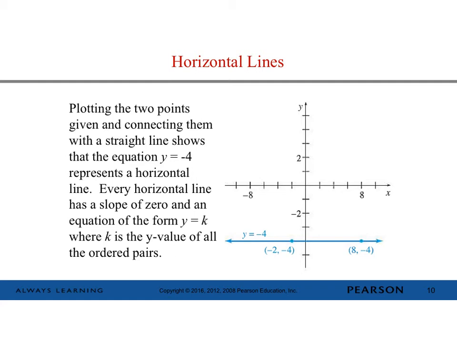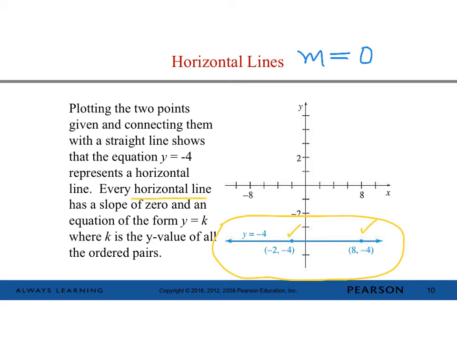Key things to remember here are that horizontal lines are always going to have a slope of 0. Plotting the 2 points, giving them, and connecting them with a straight line, and this is the one that we were looking at just a few minutes ago. This is the line, the horizontal line, y equals negative 4, and there's your point, negative 2, negative 4, and 8, negative 4.